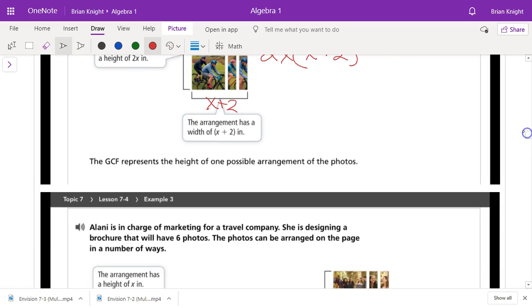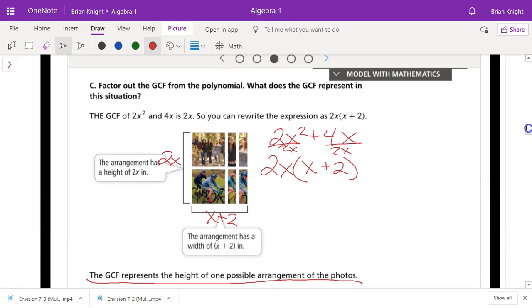And it just says right here, the greatest common factor represents the height of the photos. So that would be your height, would be your greatest common factor. Making sense?